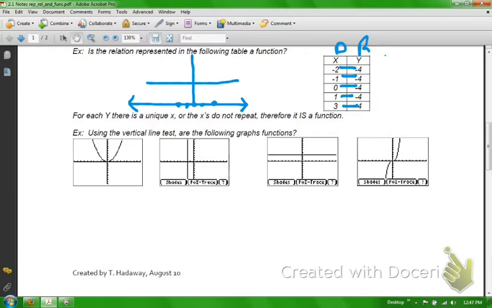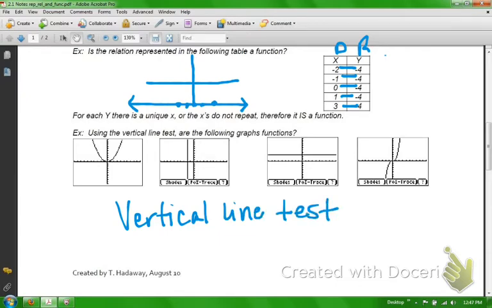Now, when working with a horizontal line, we can do the function test using something called the vertical line test. And the vertical line test is visual and very simple. What it says is that if you draw an imaginary vertical line through the graph at any point, it crosses the graph only once. Just once. Not the axis, but the graph itself.